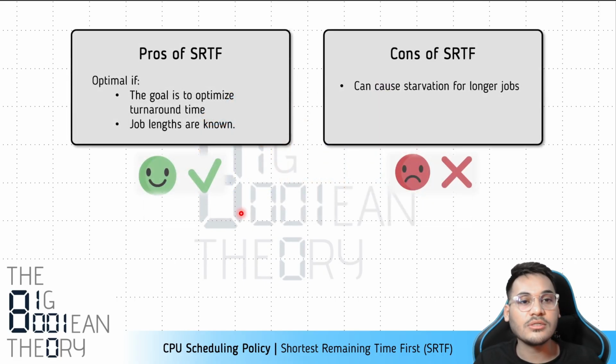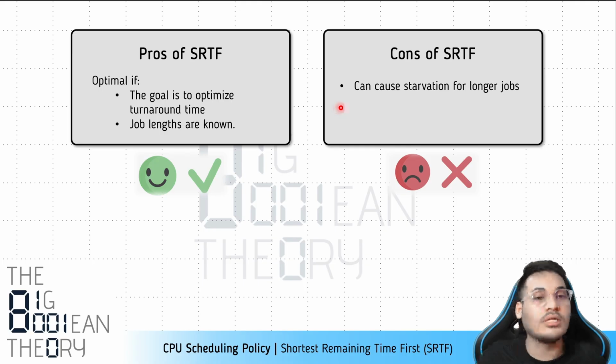So what are the pros and cons of SRTF? As we discussed, just like shortest job first, it is an optimal algorithm if the goal is to optimize turnaround time and the job lengths are known. As was the case in shortest job first, we do not have the requirement that all jobs should arrive at the same time. It is optimal when even these two conditions are true, right? So this is the advantage of SRTF.